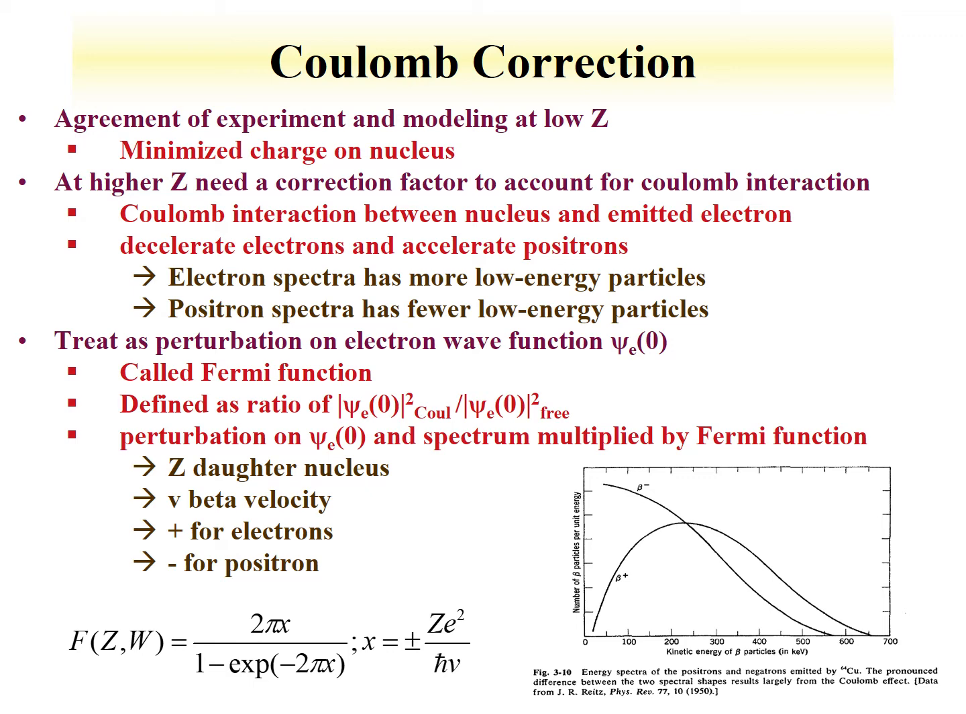This perturbation is also called the Fermi function, and it's defined as the ratio of the electron wave function, so the probability to find the electron with the Coulomb versus the same probability without the Coulomb. And given this perturbation on the wave function, the spectrum can be multiplied by this Fermi function to account for the Coulomb correction. And that equation is shown here, where I have certain terms such as the Z of the daughter nucleus, the beta particle velocity, and a sign that is positive for electrons and negative for positrons.